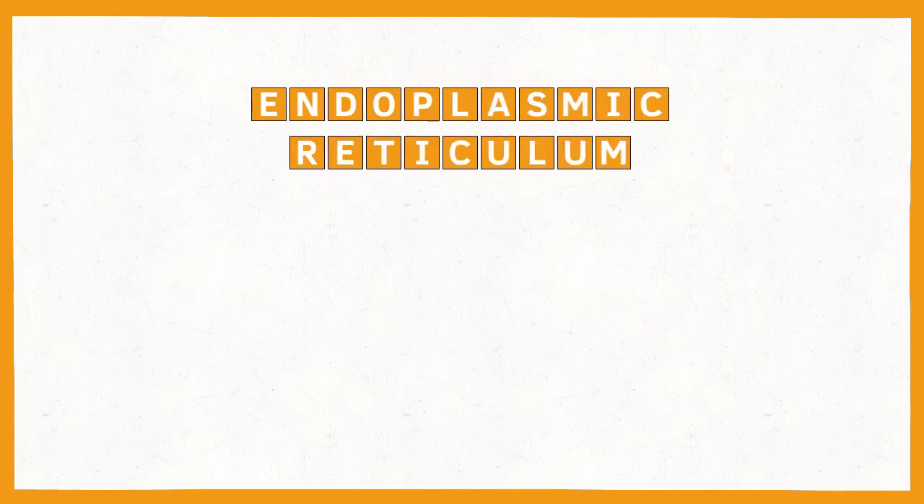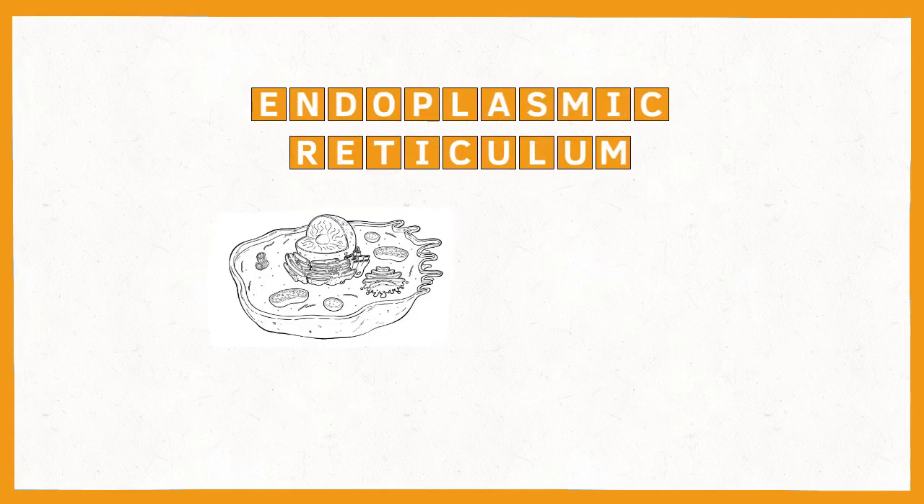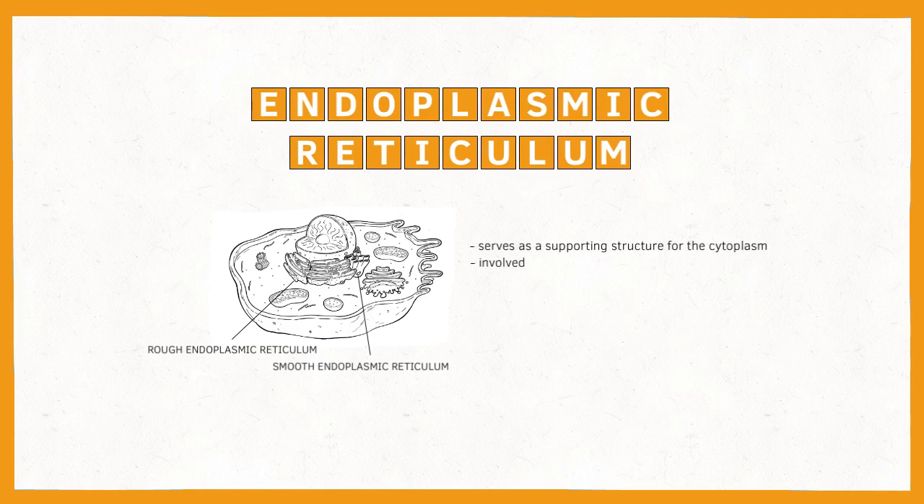Endoplasmic reticulum. The endoplasmic reticulum consists of two contiguous regions, with attached ribosomes called rough endoplasmic reticulum and without attached ribosomes called smooth endoplasmic reticulum. The endoplasmic reticulum serves as a supporting structure for the cytoplasm. It is also involved in the production of numerous substances that are used or exported by the cell. The rough endoplasmic reticulum is involved in the synthesis of proteins, and the smooth endoplasmic reticulum, on the other hand, is the site for the synthesis of lipids.